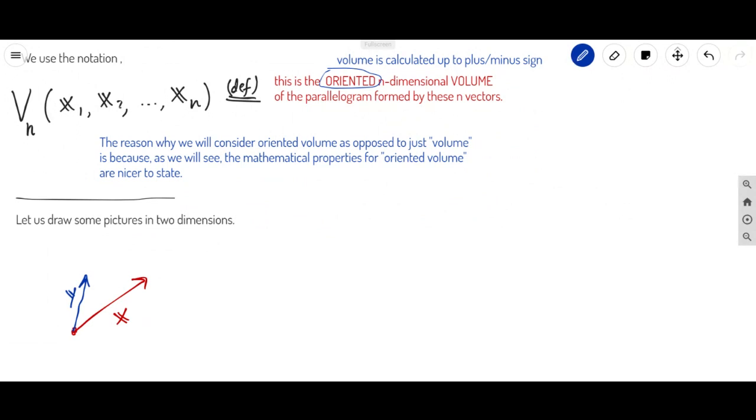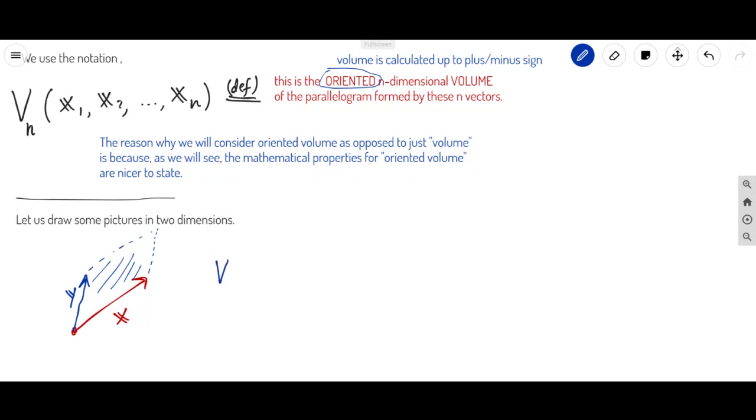And let's say we want to... now these two vectors end up determining for us a parallelogram. See, there's a parallelogram that is determined by those two vectors. And that parallelogram has an area to it.